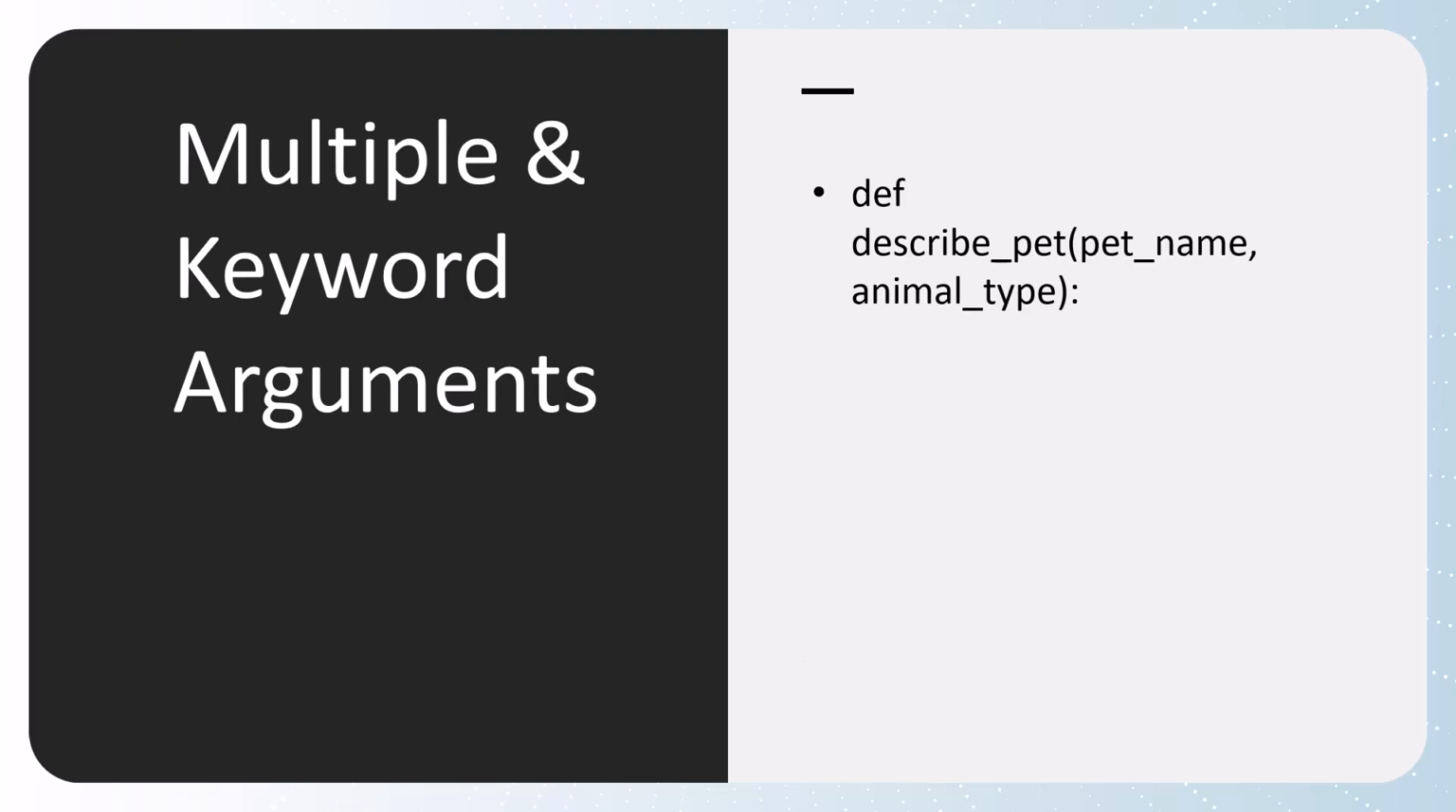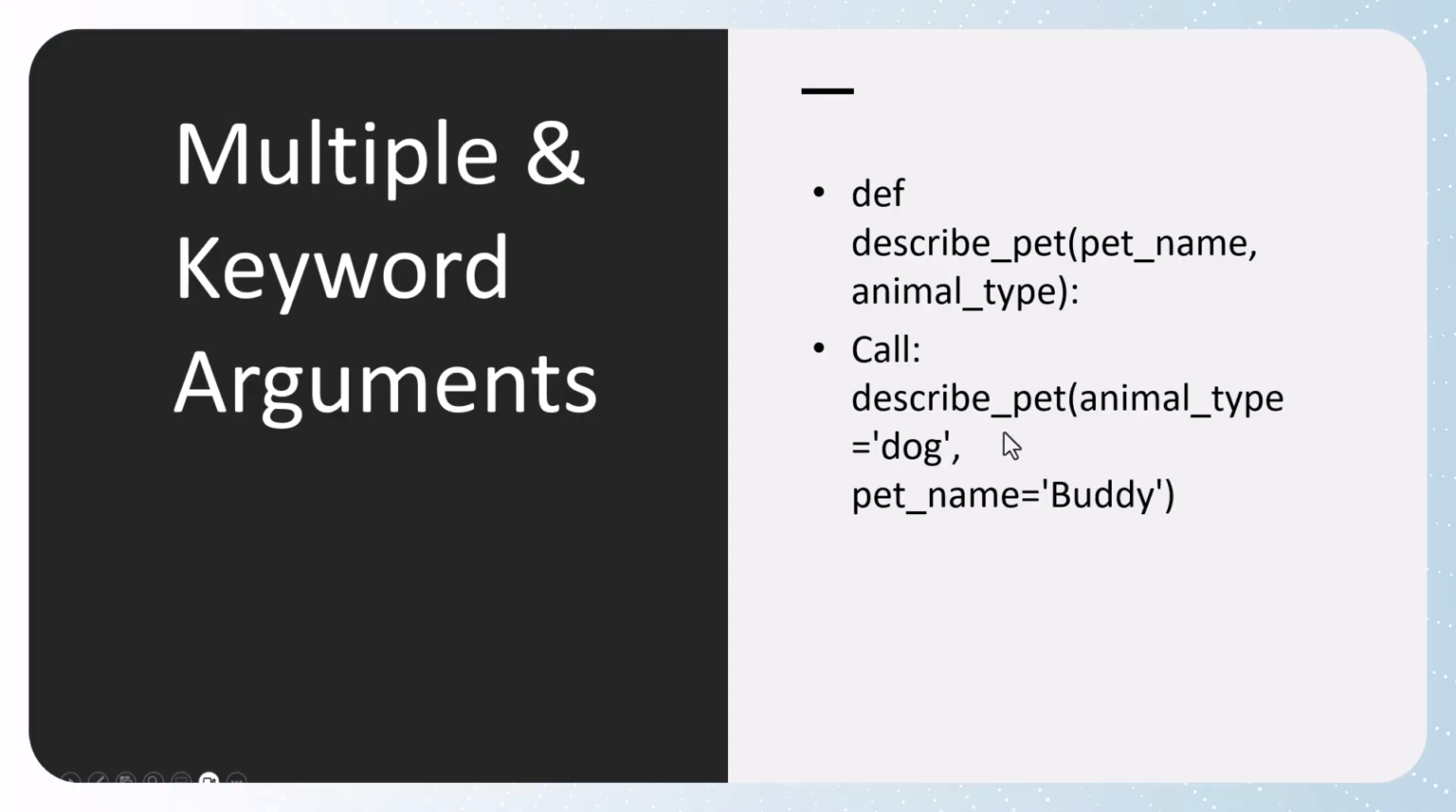Multiple and keyword arguments. Next we have a function, say describe_pet, with pet_name and animal_type. How do we call it? One of the ways to call it is describe_pet, and animal_type equals, within quotes, "dog", comma, pet_name equals "buddy". We'll also run this and explain.